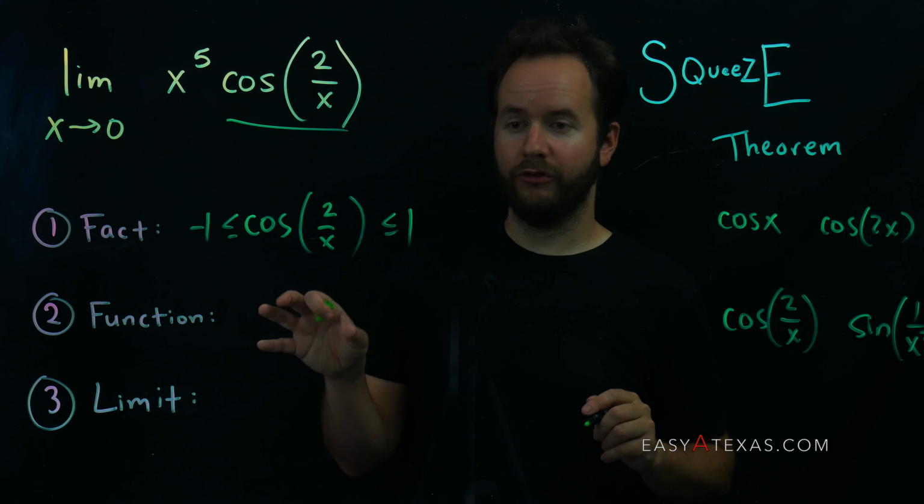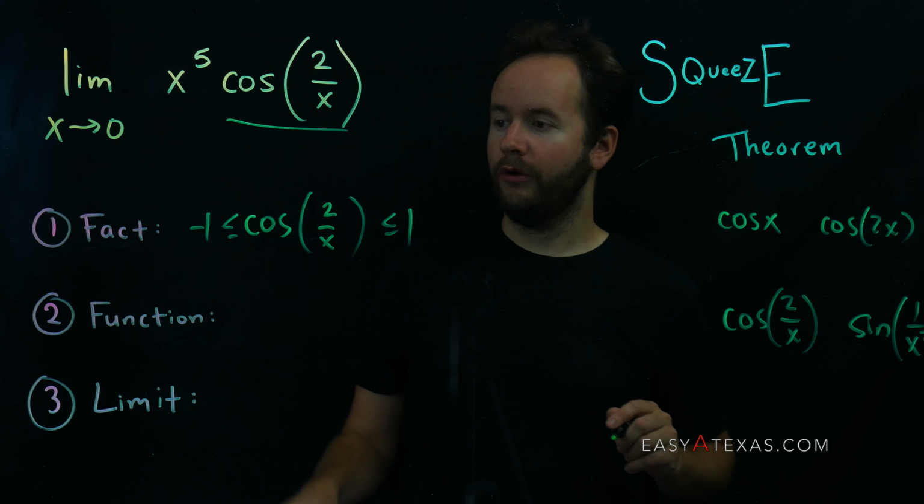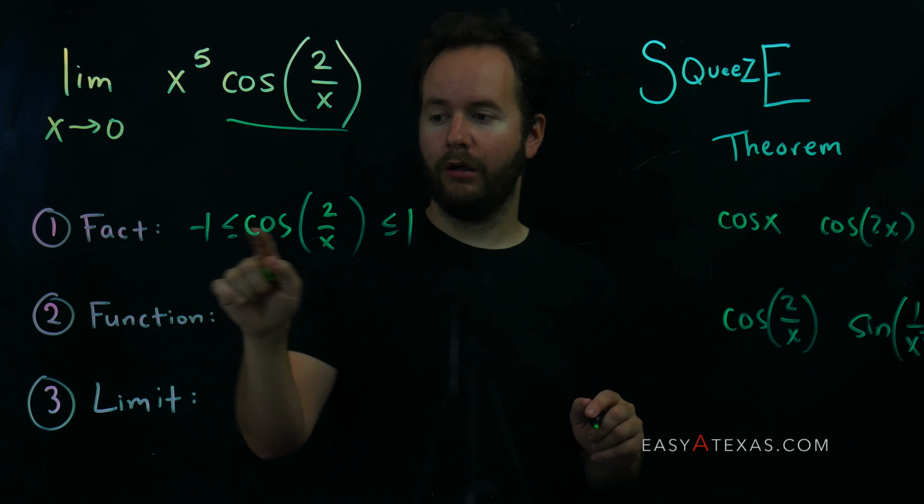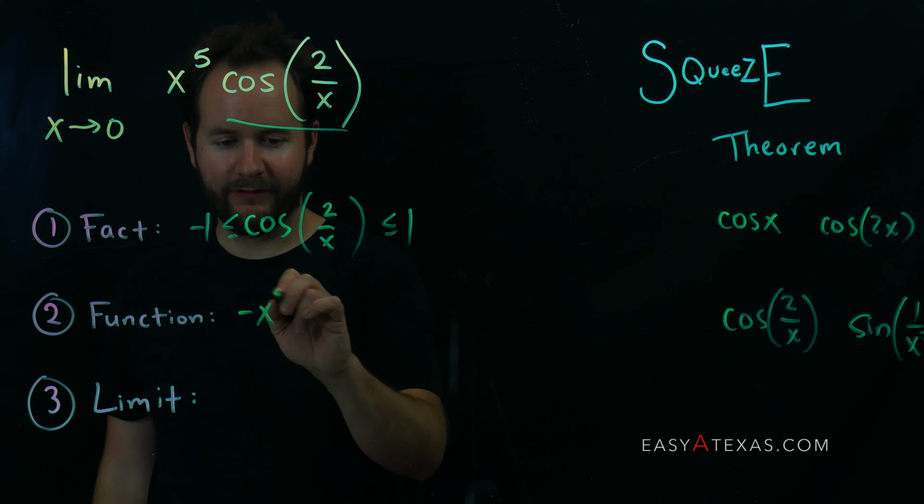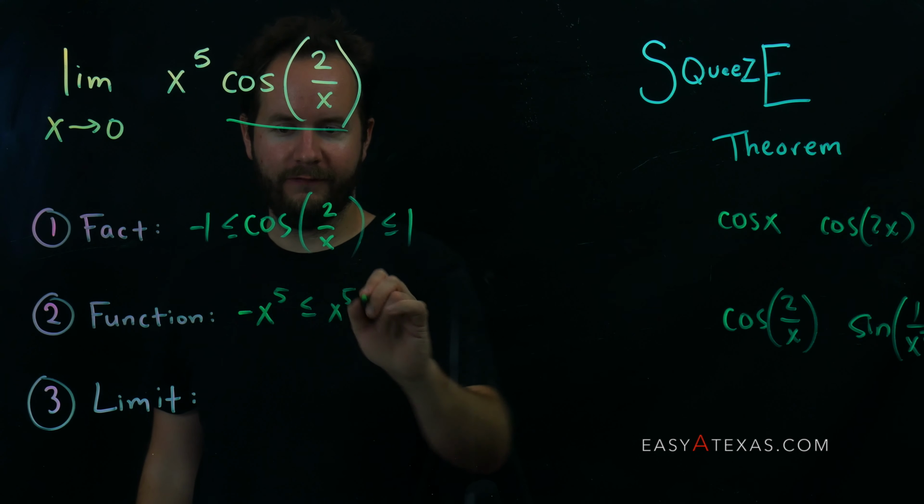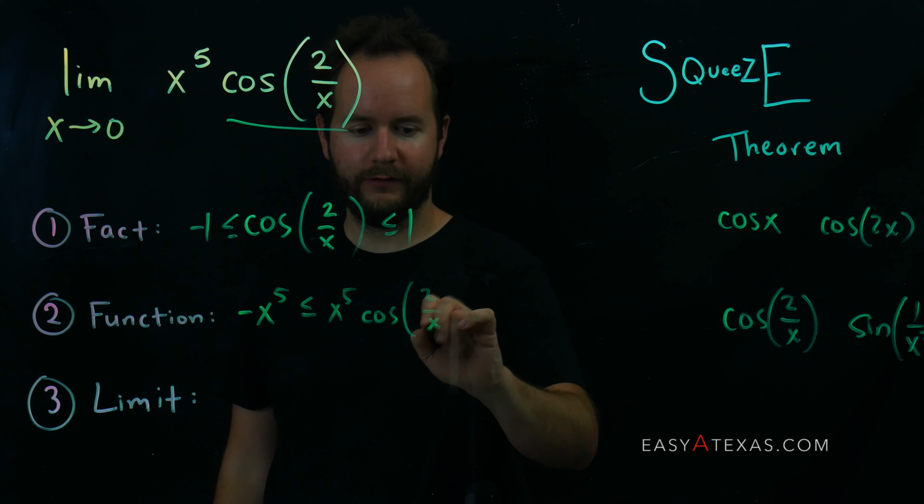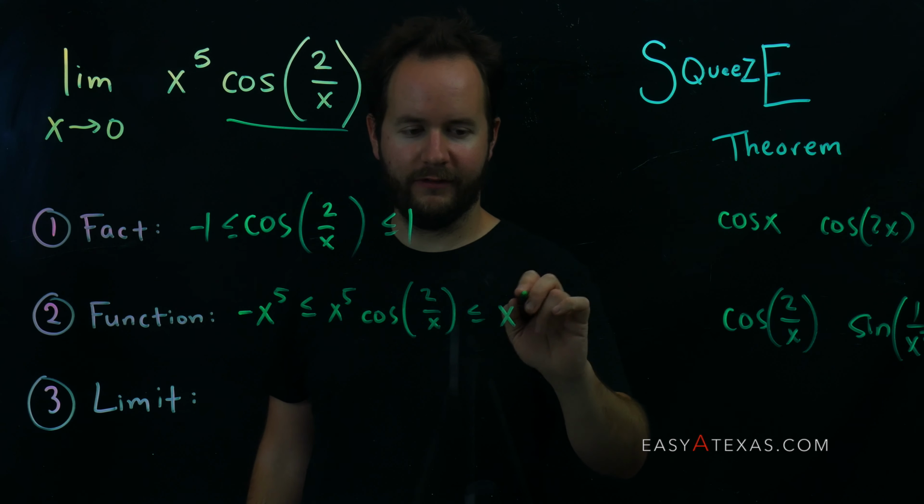The next step is function. We need to make this guy look like this guy. So what I'm going to do to this inequality is multiply all sides of this inequality by x to the 5th. That's going to give me -x to the 5th, x to the 5th cosine of 2 over x, and then I have x to the 5th over here.